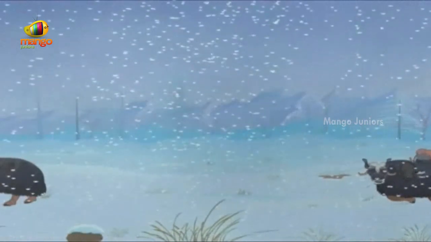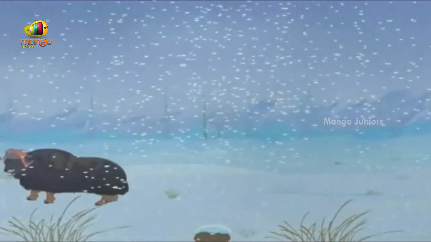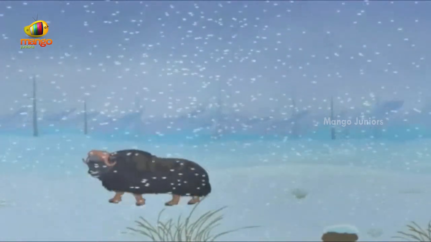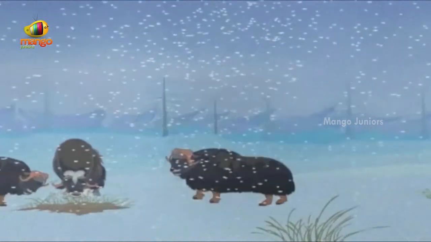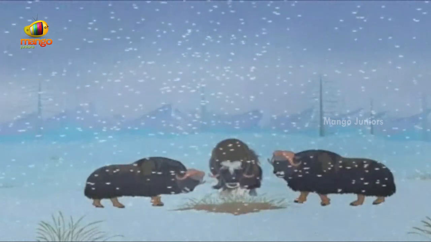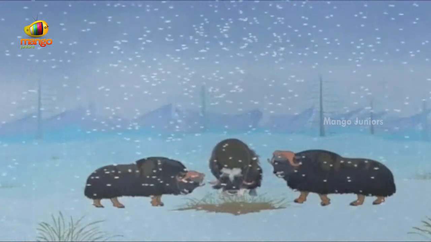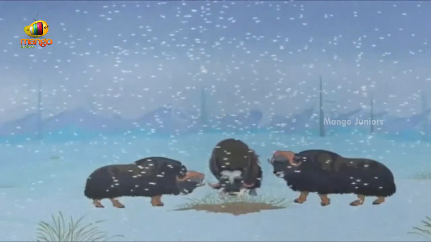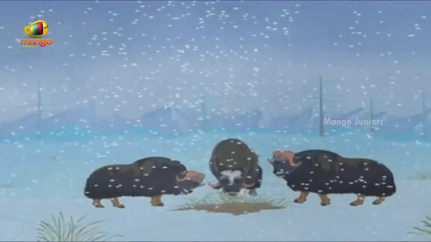The musk ox living in the Arctic does not have to migrate to faraway places to escape dark and chilly winter. It shifts to a new grazing ground that is only a few miles away. As the distance between its summer and winter grazing grounds is not much, it saves a lot of energy.